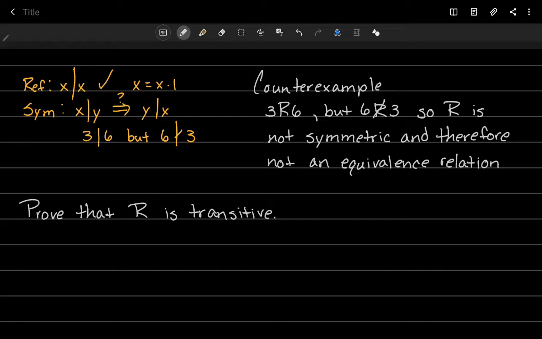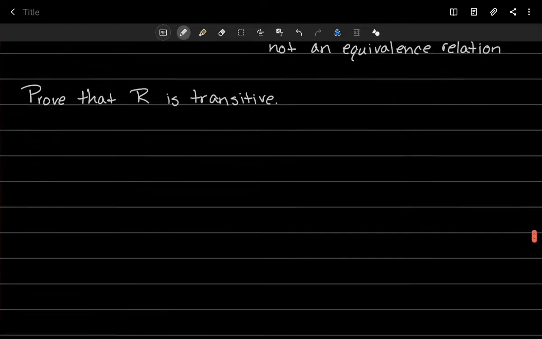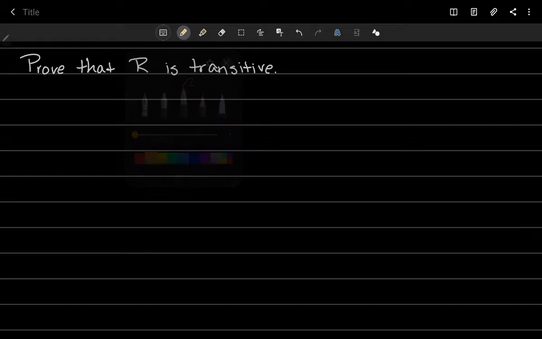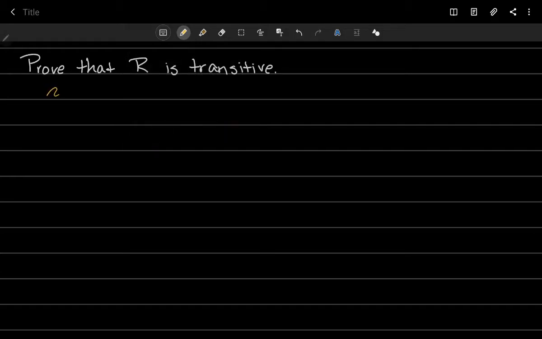All right. First, we're going to do some scratch work. Almost all your proofs will start with scratch work. So for transitive, I'm going to assume x divides y and y divides z, right? That's what transitive says. Get that matching middle piece. And my goal is x divides z.